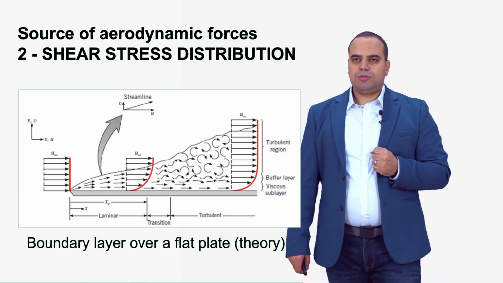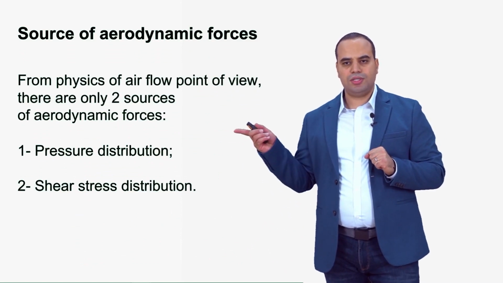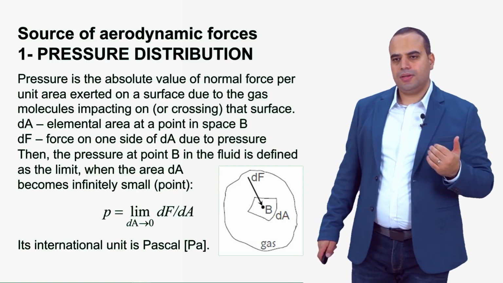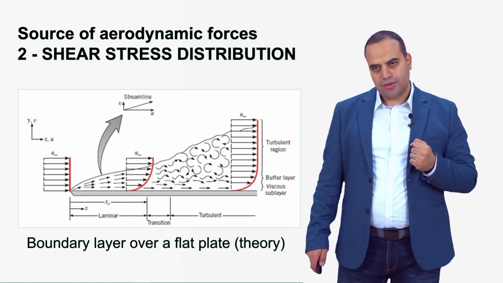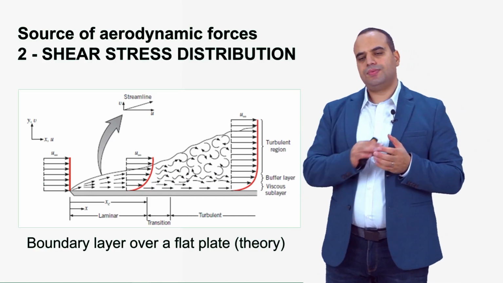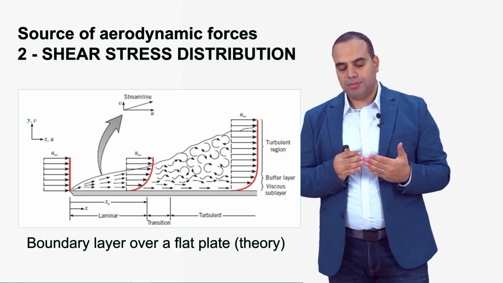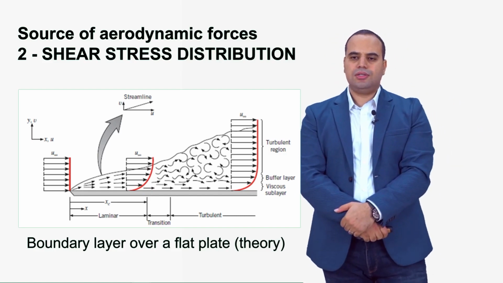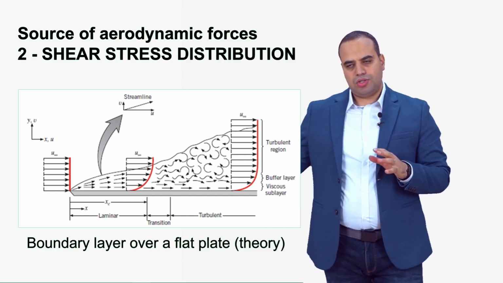Now, talking a little bit about the second source of the aerodynamic forces, which is the shear stress distribution. As I said in the beginning, the shear stress distribution causes friction drag, right? And this is a very famous experiment to explain what friction drag is and how it onsets, and the notion of the boundary layer, which is what can be seen here.